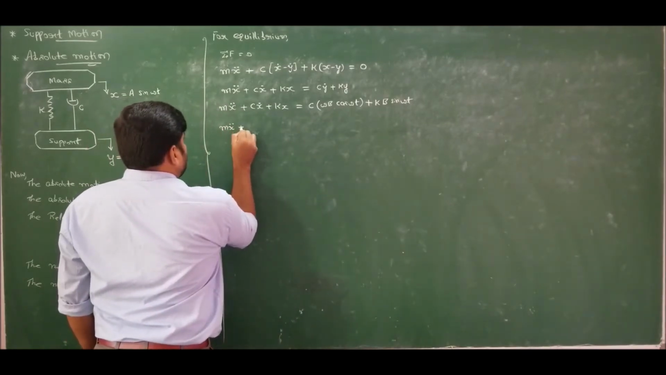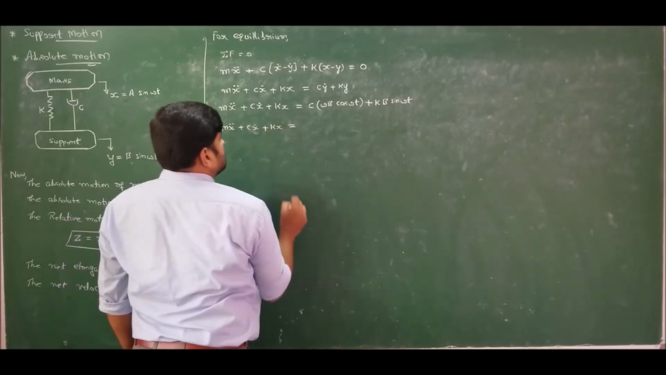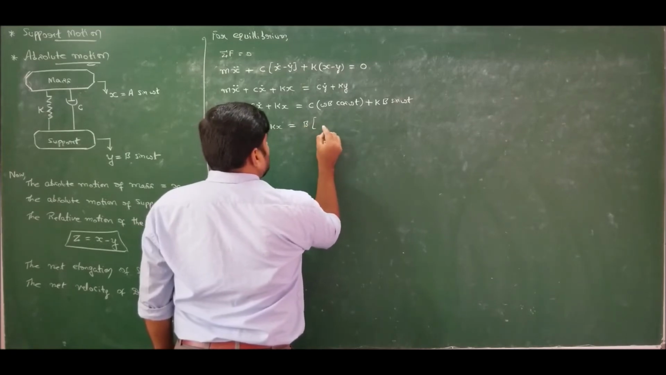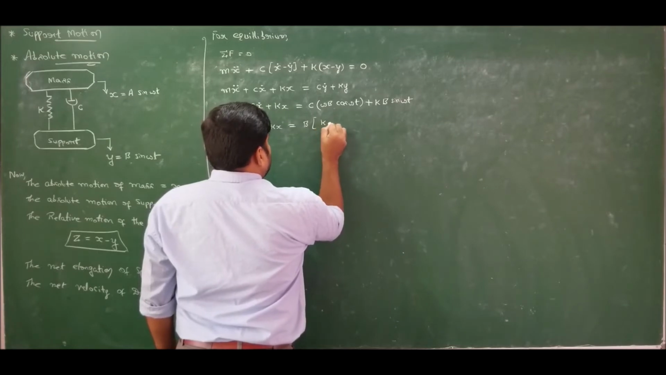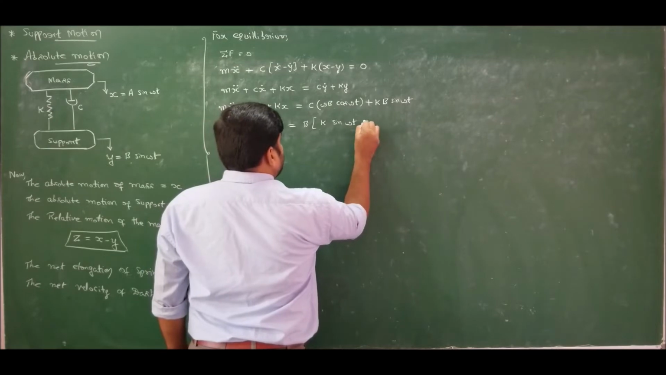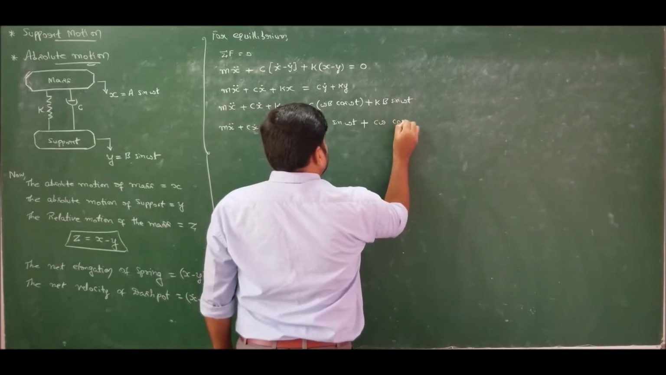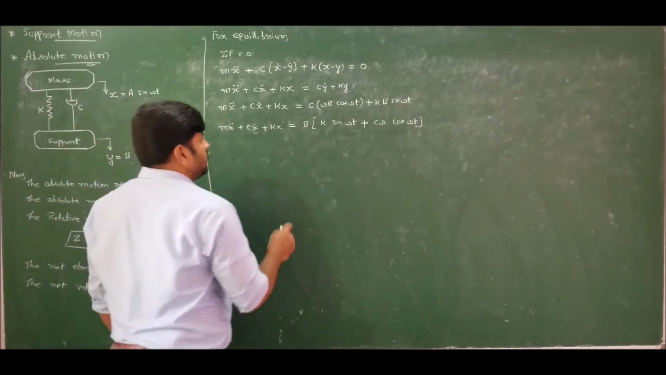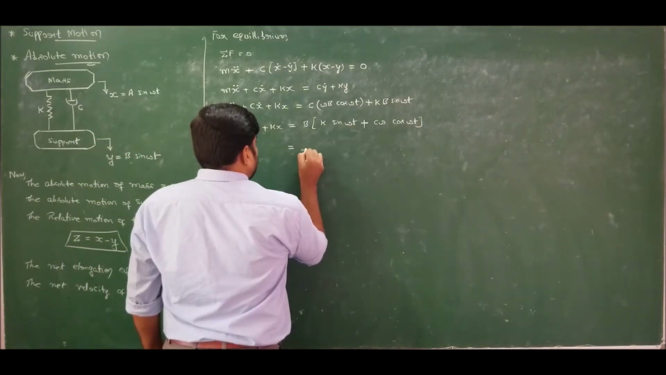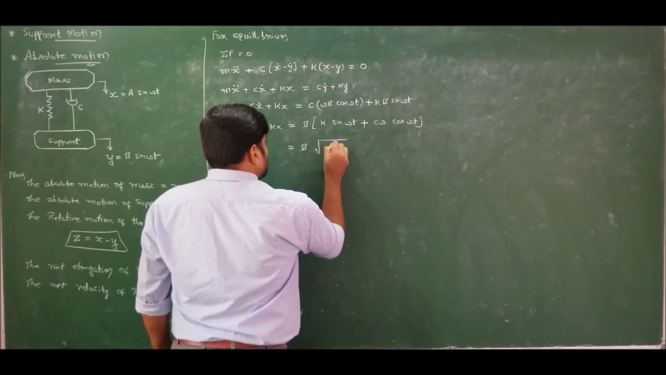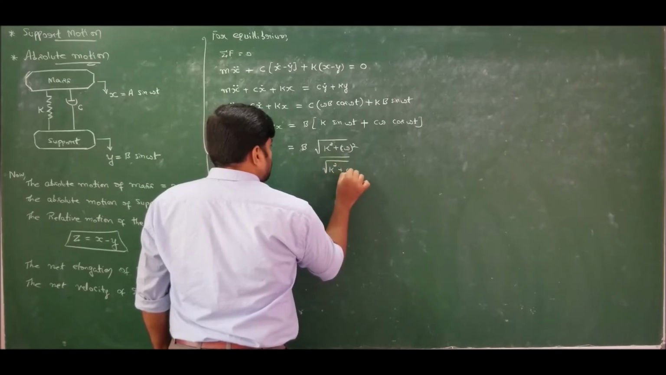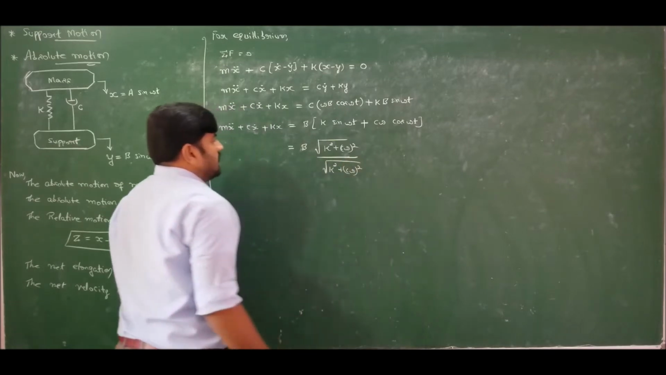Now this can be written as m x double dot plus c x dot plus k x is equal to, I'll take b common. So if I take b common, I can write this as k sin omega t plus c omega cos omega t. Now what I will do, I'll multiply and divide by square root of k square plus c omega whole square, so b times square root of k square plus c omega square divided by square root of k square plus c omega square. I multiply and divide by this term.